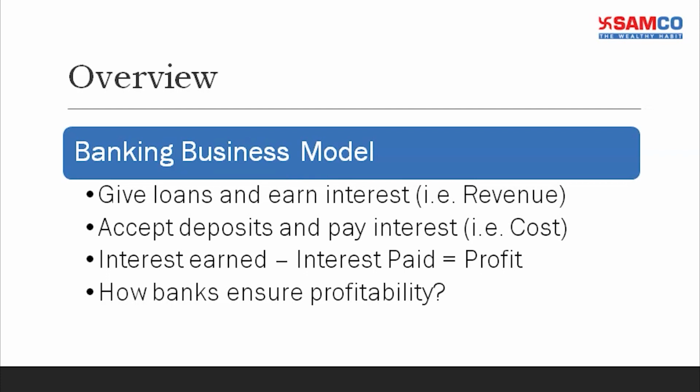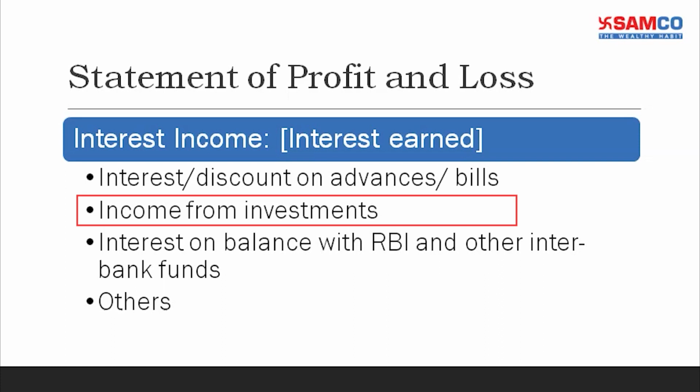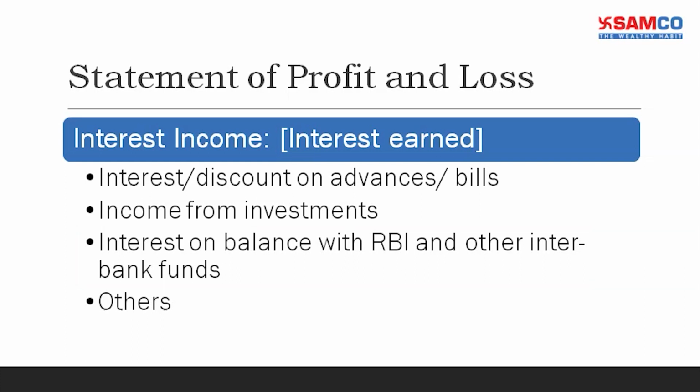Now moving on to a bank's annual report. First, we will have to understand how to analyze the profit and loss statement. Interest income: this figure is to be extracted from the head income and under that, interest earned. This figure would include everything which a bank earns as interest, which are majorly interest and discount on advances and bills, income from investments, interest on balances with RBI and other interbank funds. The CAGR of interest earned is calculated, which can also be compared with the CAGR of peer banks.